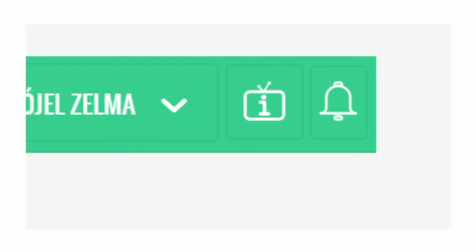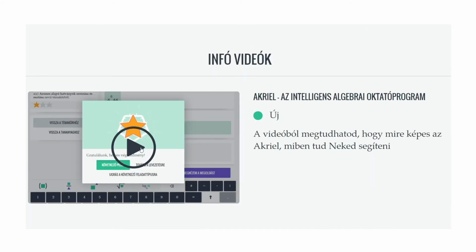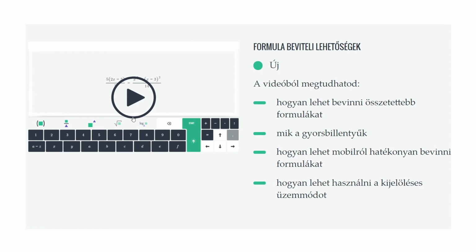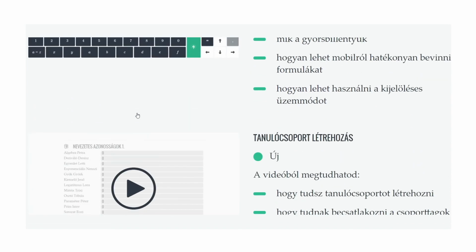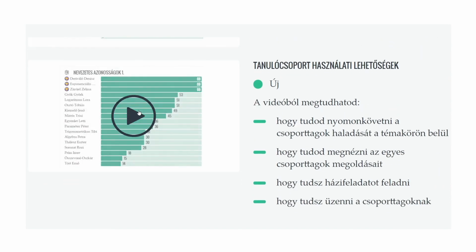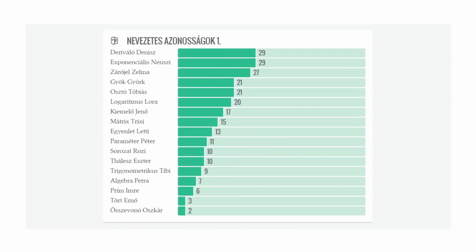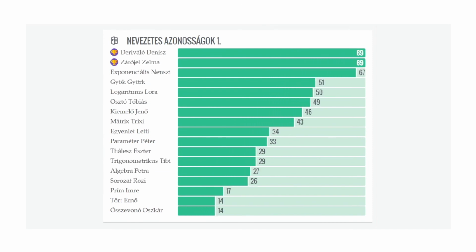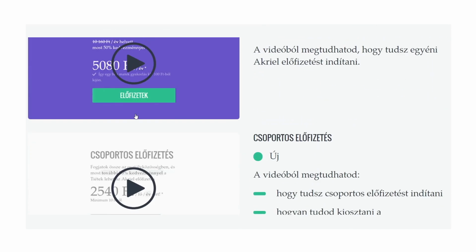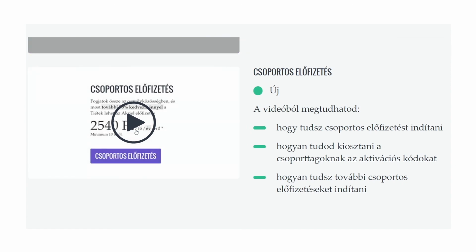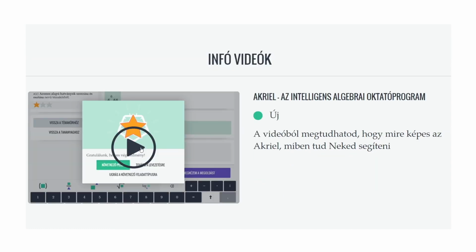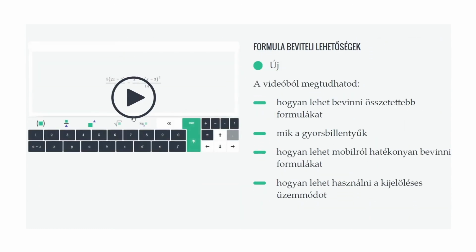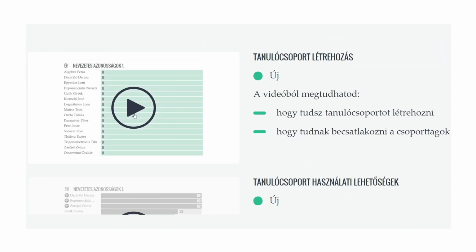By clicking the info icon, you can watch detailed info videos on how to use the input keyboard effectively and how to create or lead a study group. If you can, try the study group experience with your class. If you enjoy it, please join Akriel now. You'll find info videos on how to subscribe either individually or in groups. Akriel is basically easy to use, but it is worth watching the info videos to use the program effectively. Videos about new features are regularly uploaded.